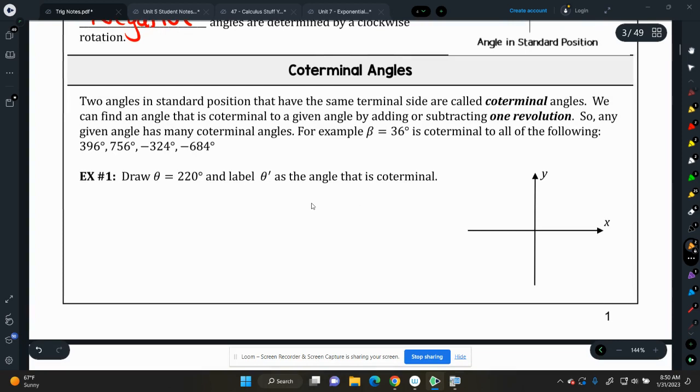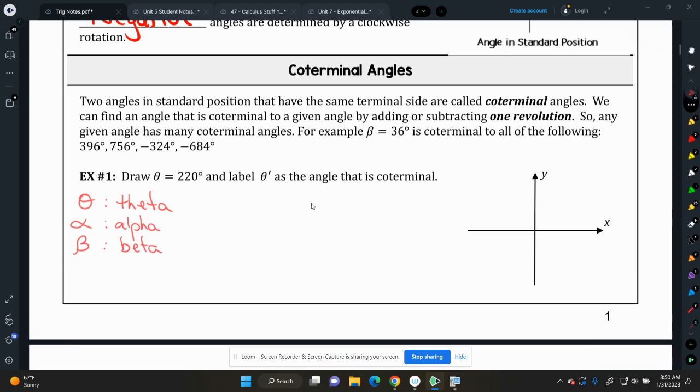So let's look down here. Let's draw in a vector that rotates through 220 degrees. Draw theta. This is theta, a Greek symbol that we typically use to represent angles. Sometimes you'll see alpha, and sometimes you'll see beta. These are the most common Greek letters that are used for angles.